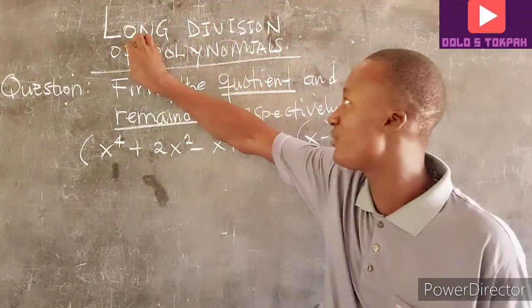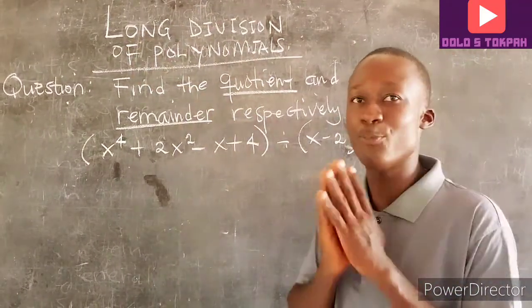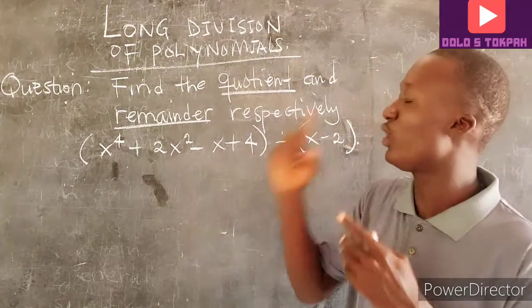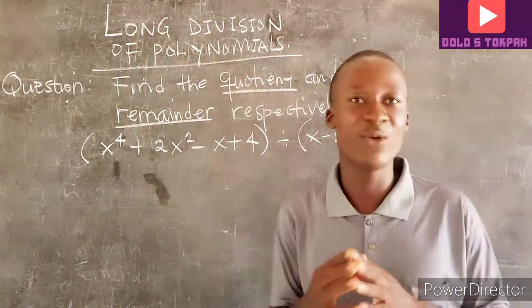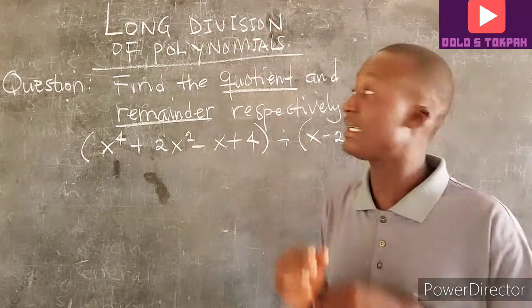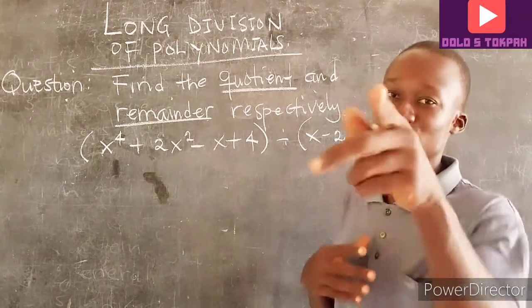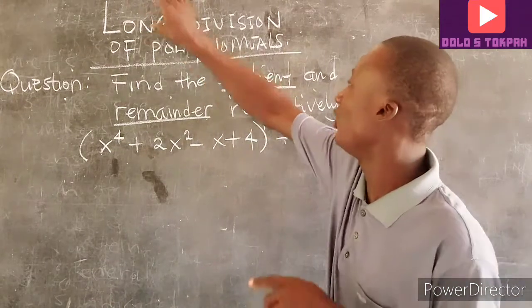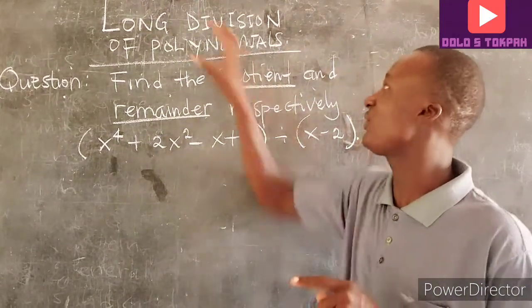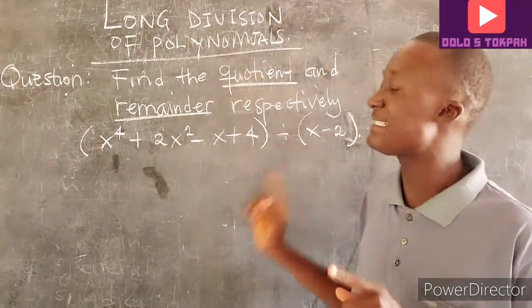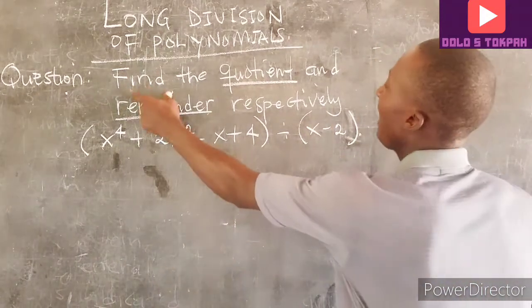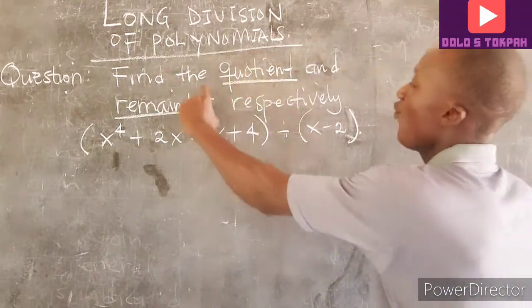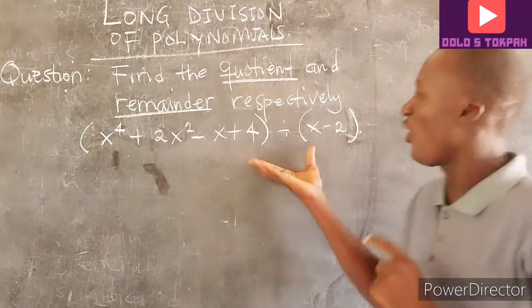If we speak about division of polynomials, there are two kinds, but today I'm looking at one: we have long division and we have synthetic division. If time permits, I will tell you how to solve synthetic division, but today let's look at long division. There's a question today that says we should find the quotient and remainder respectively of this problem.